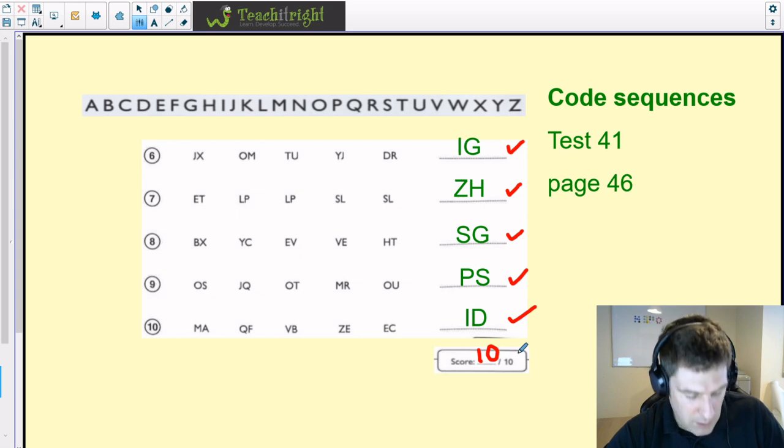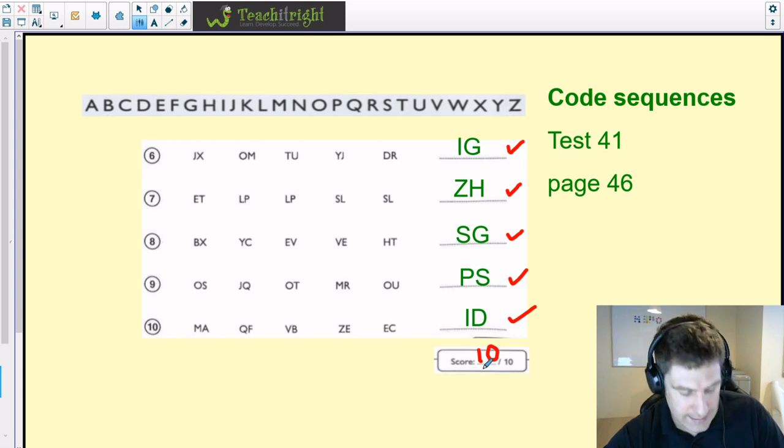So question 6, we got IG. First letter was +5. Second letter, every other letter -3. Question 7 was ZH. And that went quite big jumps, these ones. +7, +0, +7, +0, +7. Second letter, -4, -0, -4, -0, -4. Question 8, the SG. First letter, every other letter, +3, -3. Second letter, every other letter, -2, +2. Question 9, PS. First letter, every other letter, +0, +3. Second letter was every other letter, +1.